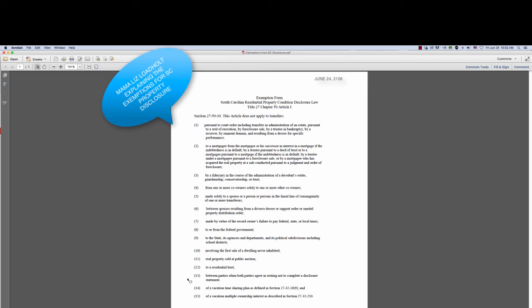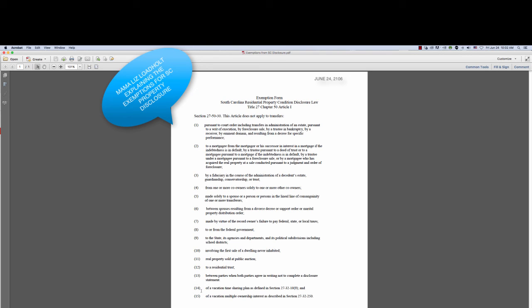Number 13, between parties when both parties agree in writing not to complete a disclosure statement. This is about the only thing here that 98% of the time is going to apply to your buyers and sellers: if both parties agree in writing not to have a property disclosure.